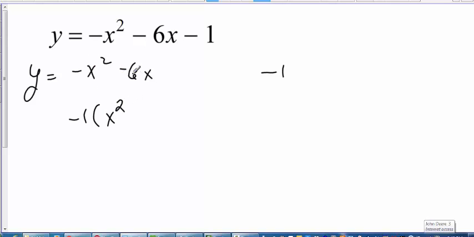Which means that's a 6x. Now, close parentheses. You still have -1 right here. And what we're going to do is take half of the 6, so that'd be +3, and that's squared.